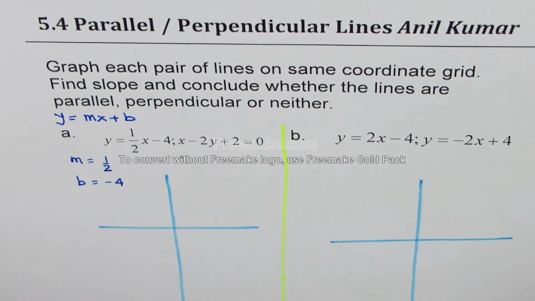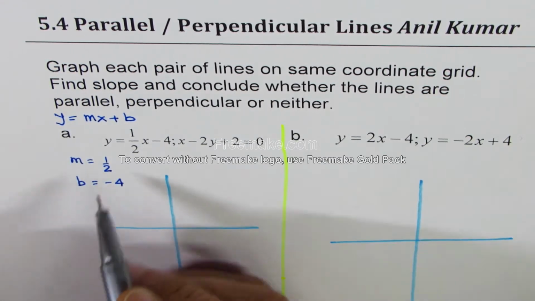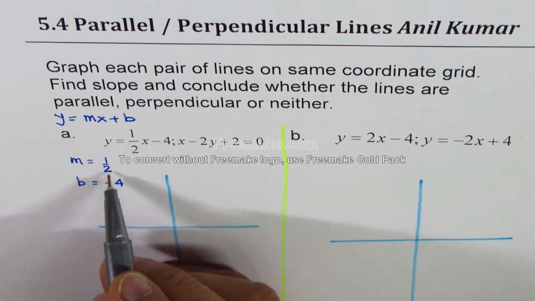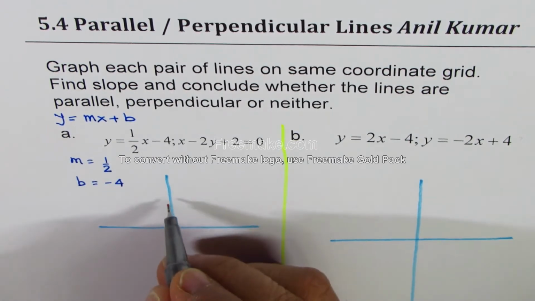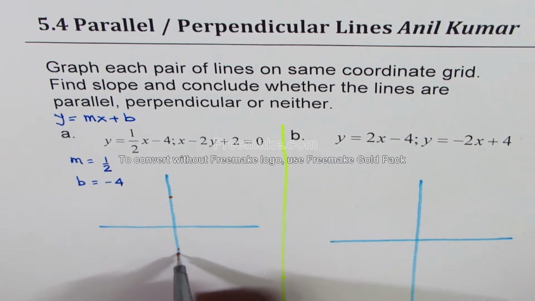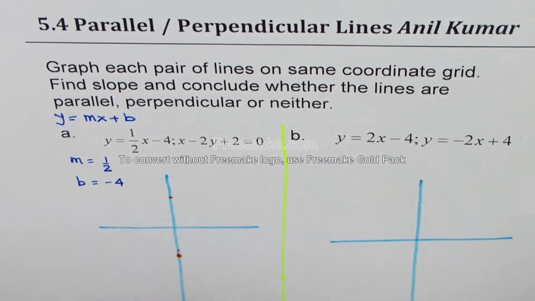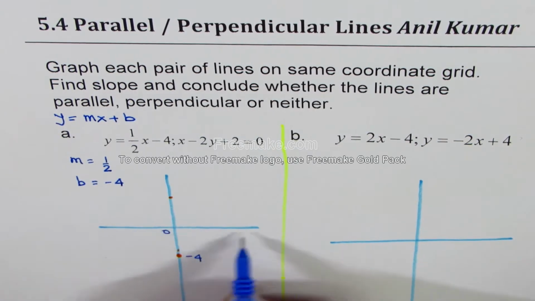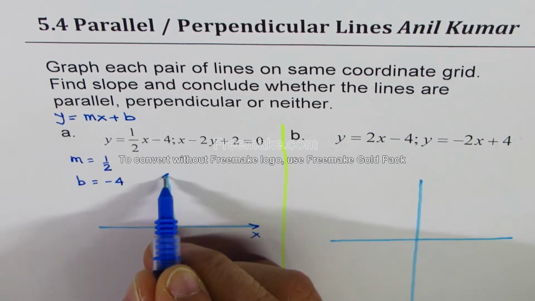So let me sketch this line. When I say m is the slope, which is half, it means rise over run, and b is minus 4. Let's say this is the y-intercept b. In this case here it will be minus 4. Okay. Sorry for that. This is minus 4, b, the y-intercept, is it okay? X and y.